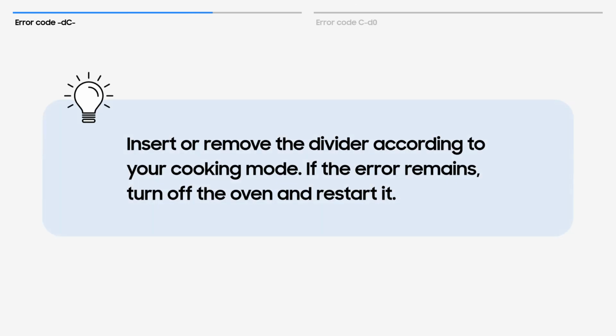Simply put, the DC error appears when the divider setting doesn't match the selected cooking mode. Insert or remove the divider according to your cooking mode. If the error remains, turn off the oven and restart it.